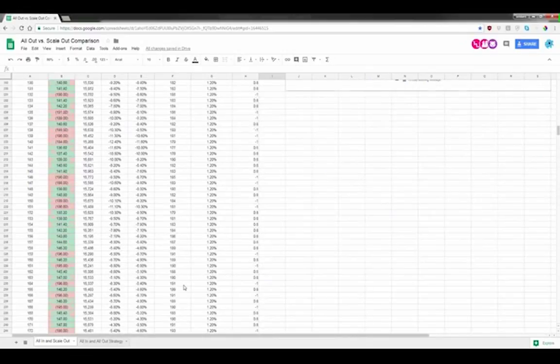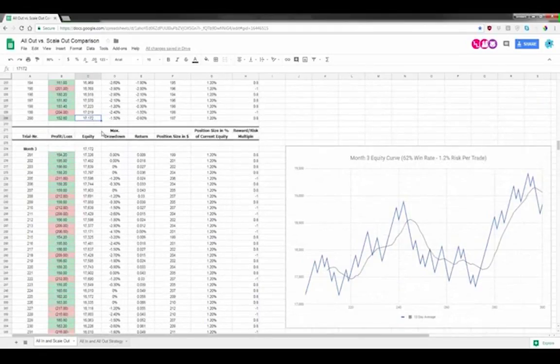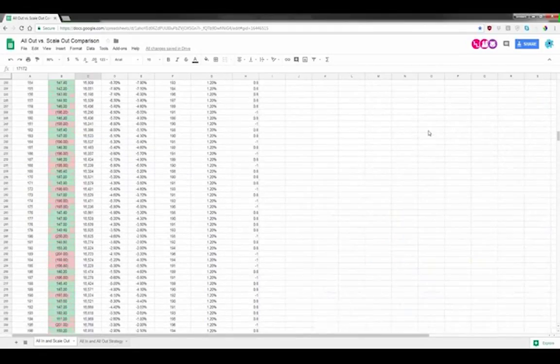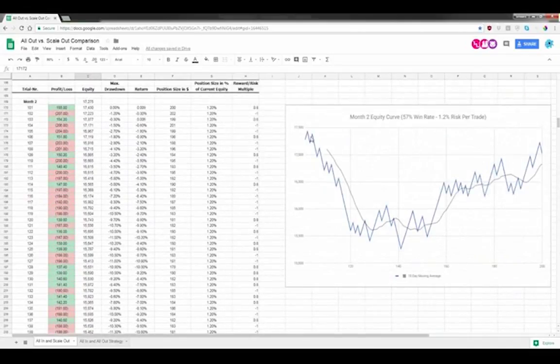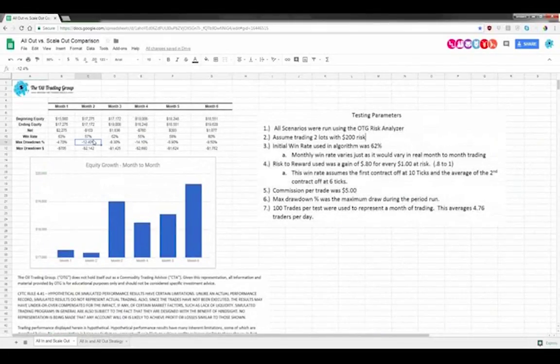Month number 2, you started out up here with 17.2, and by the time you got to the end of this month, you finished up at 17.1. And you could see here how you took this steep angle drawdown where you were clearly below your 10-day average. In fact, at one point you lost all the way down below 15,500. So you were almost back to the start of this particular run, despite the fact that in month number 2, you had a win rate of 57%, right?